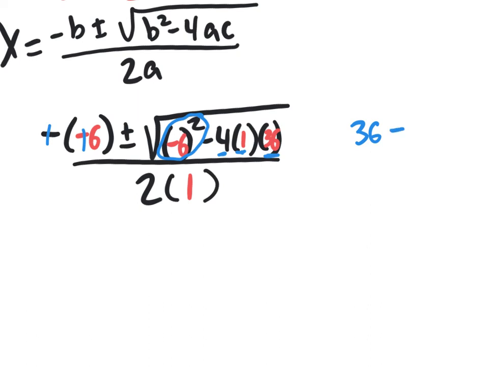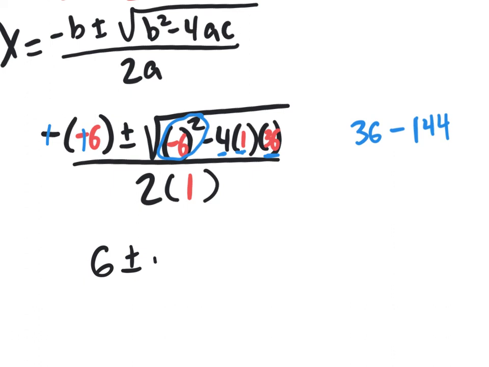Hey Siri, what is 4 times 36? 4 times 36 is 144. 144. All right, so that's inside the discriminant. Hey Siri, what is 36 take away 144? That is negative 108 according to Siri.